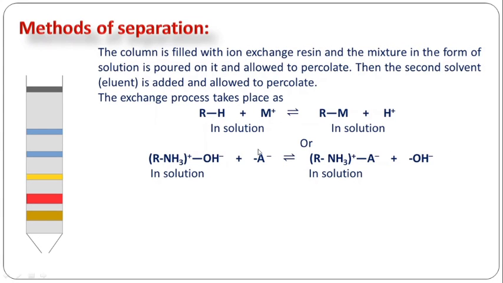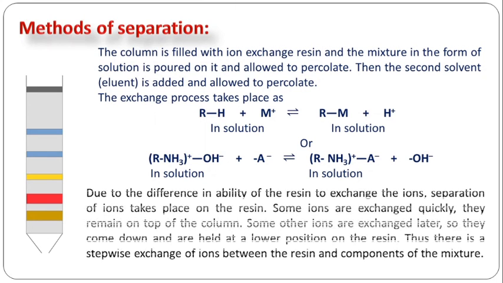In anion exchange resins, this is the reaction that takes place. Ammonium hydroxide is present. This hydroxide is exchanged with the anions present in the solution, so OH minus ions go into the solution. So these are the reactions that take place according to which type of ion exchange resin we are using in the column.